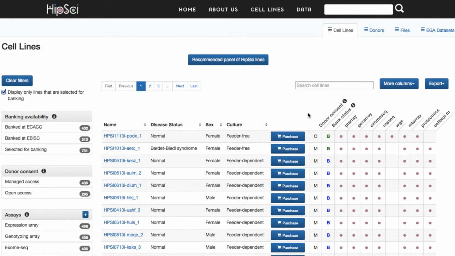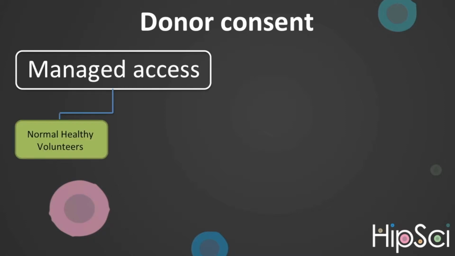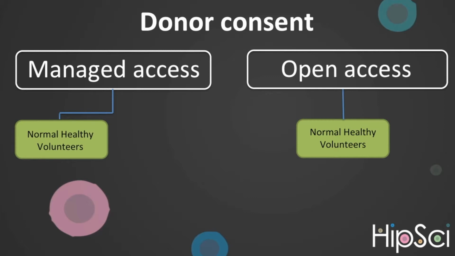Next, we have the donor consent column, which categorizes all cell lines as either open access or managed access. It is really a reference to how any genomic and genetic data from these lines must be stored, handled, and distributed. I am going to explain in more detail about our managed access and open access cell line categories. The lines from our normal healthy donors fall under either managed access or open access, based on the ethics conditions they were collected under. All cell lines from donors with rare diseases will always fall under managed access.